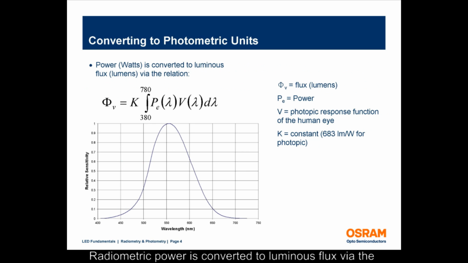Radiometric power is converted to luminous flux via the integral equation. V lambda is the spectral response of the human eye in daylight, otherwise known as the photopic curve. The unit of luminous flux is the lumen.